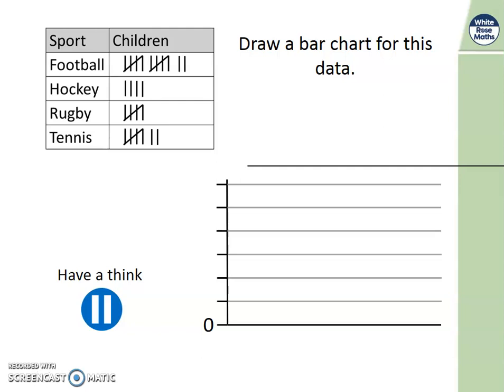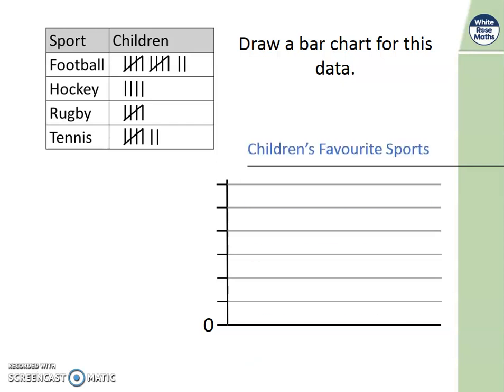So what's this information telling us? It's got sports and children. What sort of title could we give this? Yes, children's favourite sports. We can see they've told us their favourite sports. You might have had something like this. What other information needs to go on here?